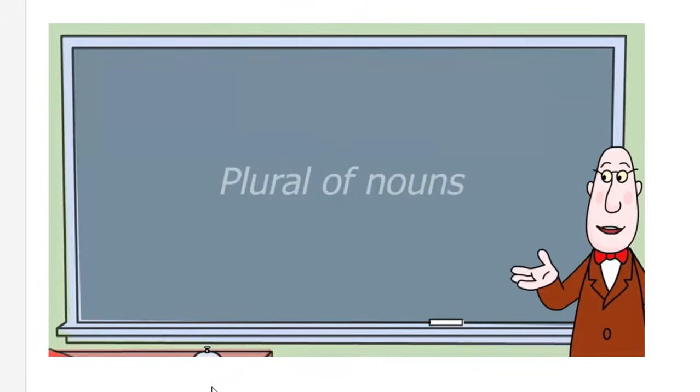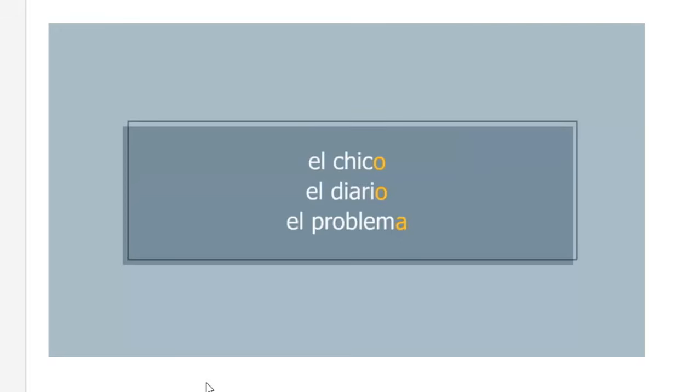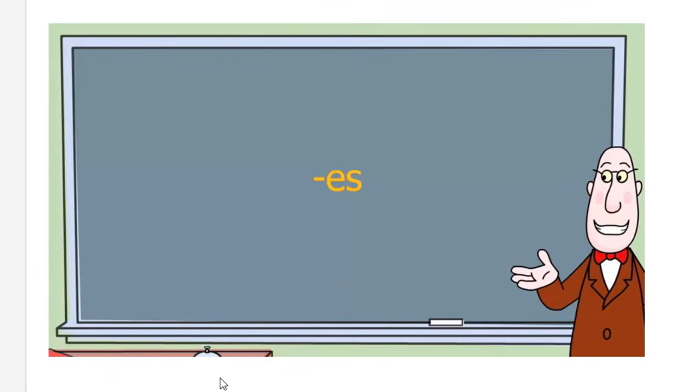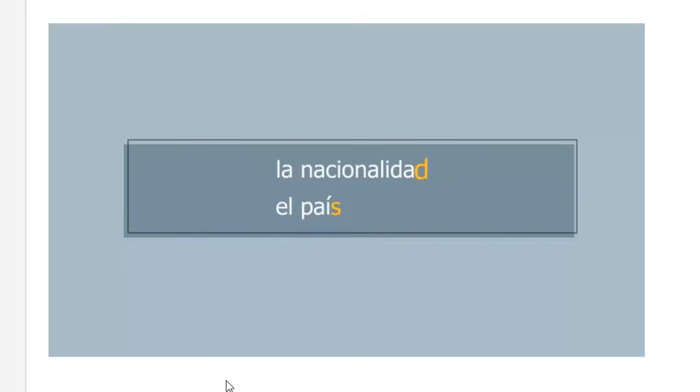Let's talk about number. To form the plural, add an S to a noun that ends in a vowel. El chico, los chicos, el diario, los diarios, el problema, los problemas. For nouns that end in a consonant, add ES. La nacionalidad, las nacionalidades, el país, los países.